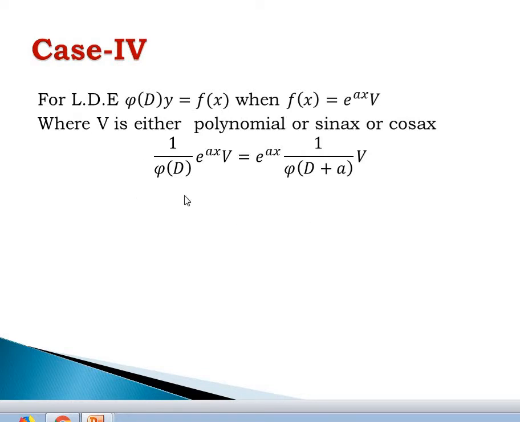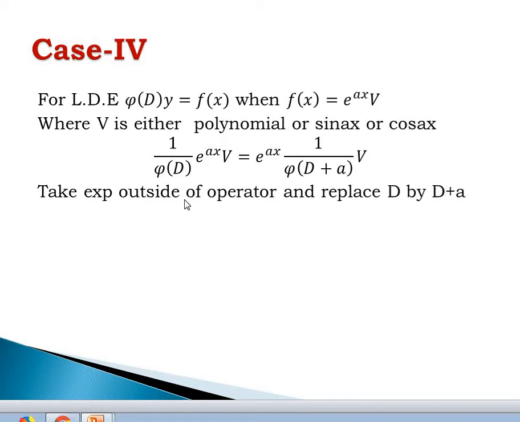I can repeat this equation again. So yp is equal to 1 upon phi of D e raised to ax into v, that is equal to e raised to ax into 1 upon phi of D plus a into v. Here we replace D by D plus a. v is any polynomial or sine or cosine function. So take the exponential function outside of the operator and replace D by D plus a.